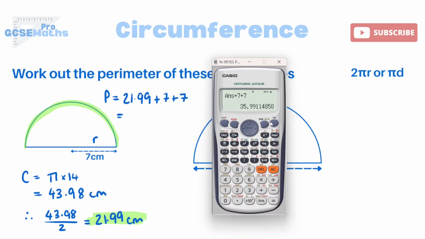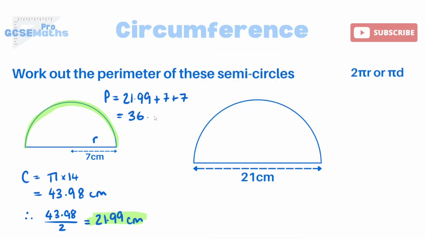Now this is the final answer, so I'm going to round it. If I round it to 1 decimal place, that would actually become 36, wouldn't it? So I've got 36.0 to 1 decimal place. So just double check when you've got a semicircle that you have not only just worked out the circumference, you've also halved it, but also you've added the diameter on there. So let's do it with the second one. If you feel confident enough that you have got the idea, obviously feel free to pause the video and try out the second one yourself.